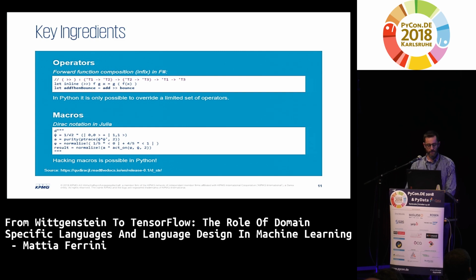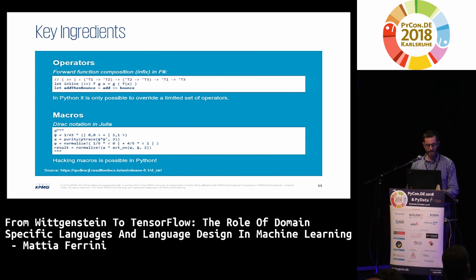We mentioned Unicodes. The other key ingredients are operators. There are a lot of sleek things that can be done with operators. One of my favorite is, for example, the forward function composition that you see in many functional programming languages. The idea here is to have an operator that allows us to chain the application of functions rather than resorting to nesting them. I think it makes things easily readable. And this is one of the limitations of Python. Unfortunately, it's only possible to override a limited set of operators.